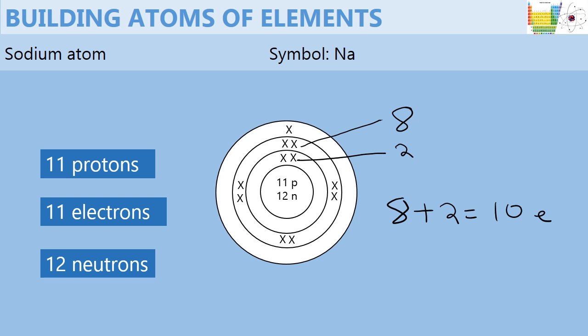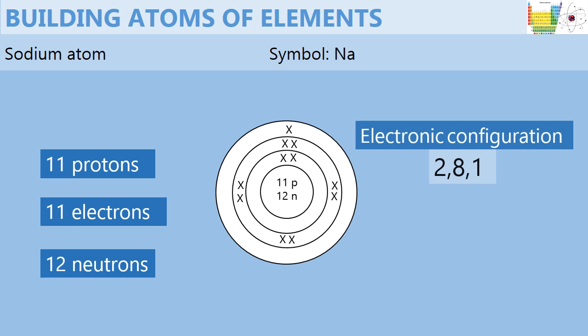We are remaining with 1 electron, and since the second energy level is full, the next electron will occupy the third energy level, and therefore it is located at the third energy level, as you can see. For the electron arrangement or electronic configuration, it is 2, 8, 1. Or you can say 2, 8, 1.